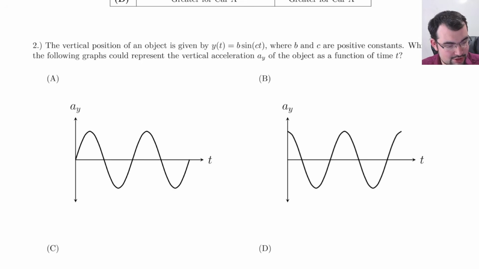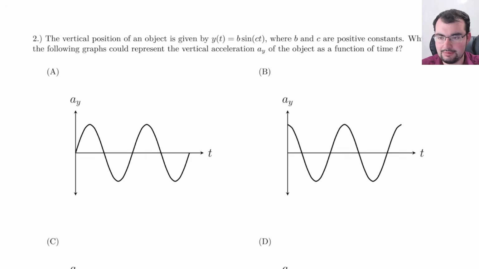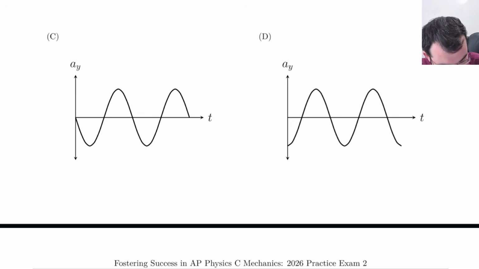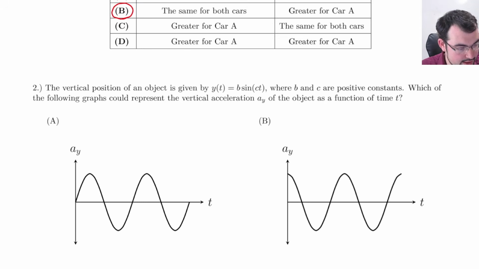Next, we got the vertical position of an object is given by this sine function. Which of the following could represent the vertical acceleration? So there's two approaches here. First of all is the more intended textbook approach: we have the position function and we want the acceleration. Acceleration is the derivative of velocity with respect to time, but velocity is the derivative of position. So we're really just taking a second derivative of the position function. So we just got to take two derivatives and see what we get.